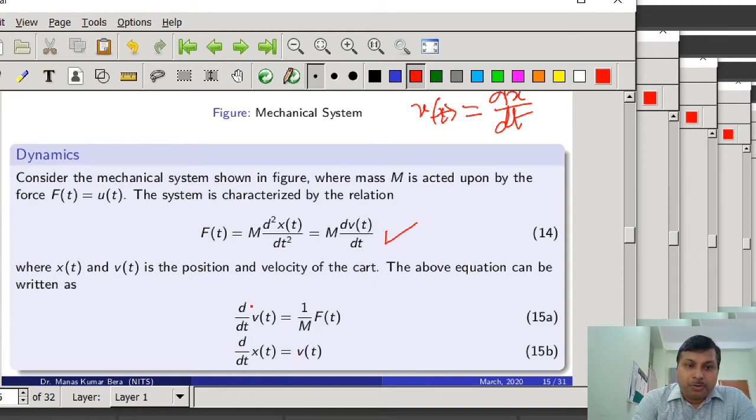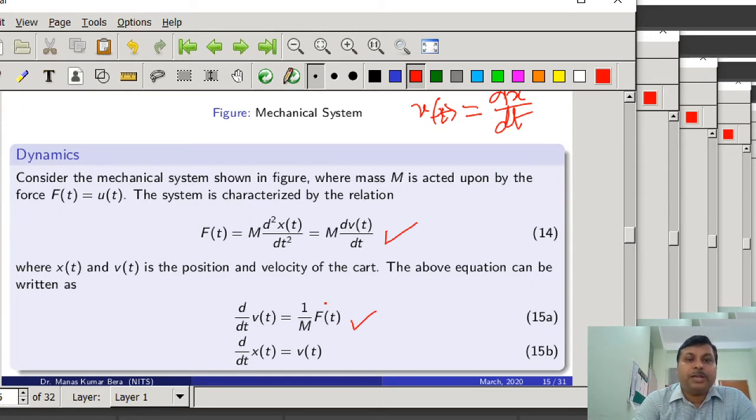How? Now we know that dv/dt can be written as equal to 1/m into f(t). You see, we have written f(t) equal to m into dv/dt, so we can write dv/dt is equal to 1/m into f(t). So this is the first order differential equation, a single equation.